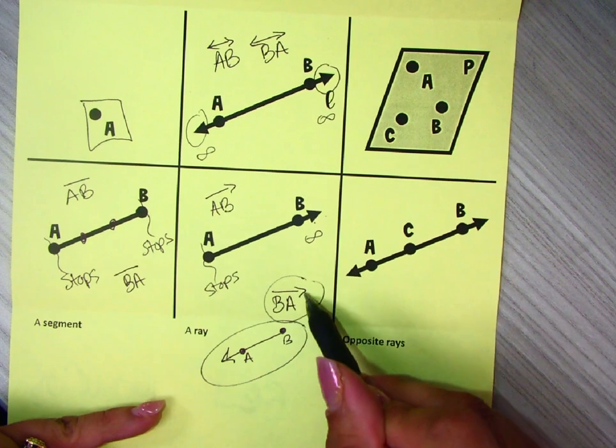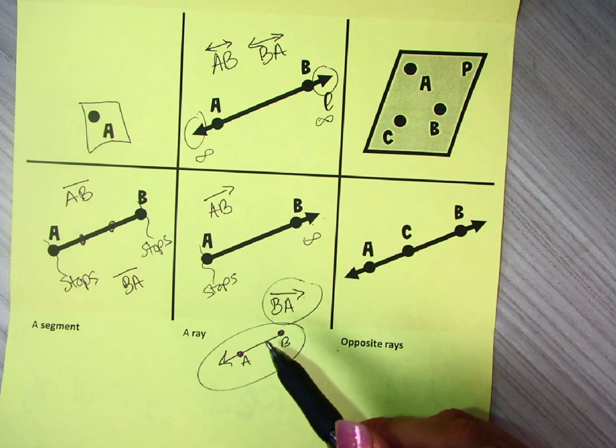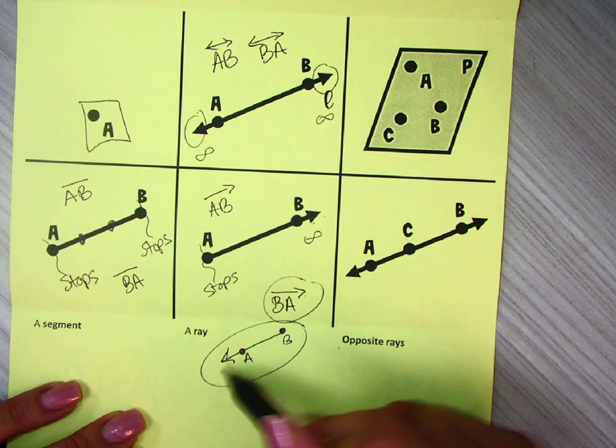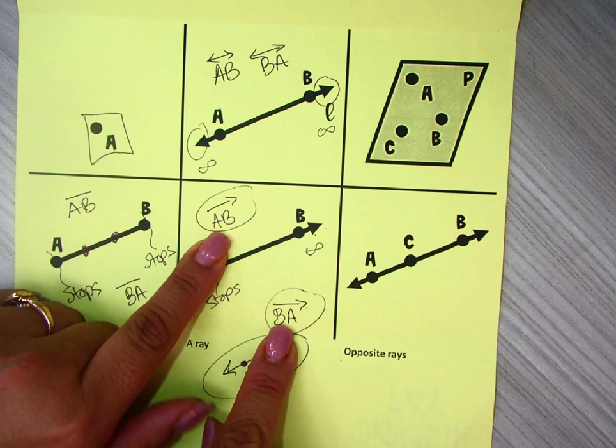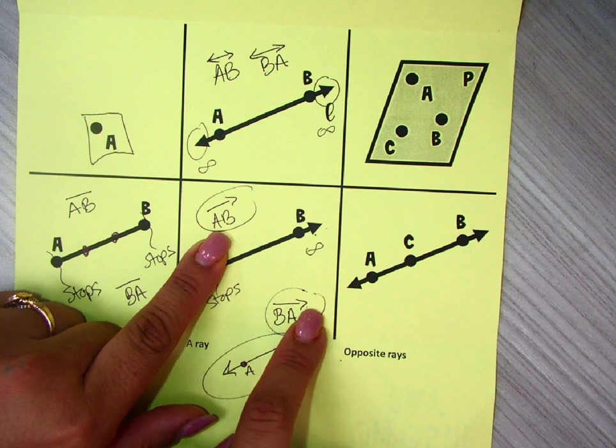Even though the arrows are pointing different directions, it doesn't matter. This is a universal notation of a ray, the line with an arrow.